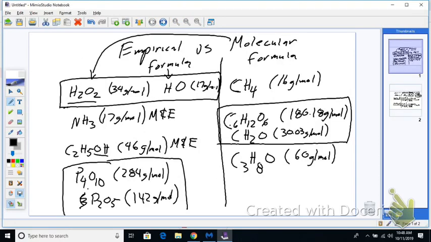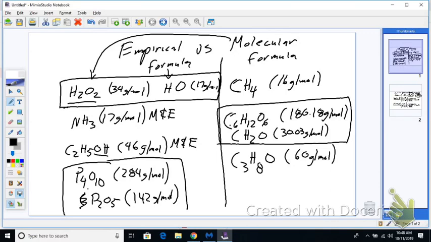Now, let's look back at these examples here. I will tell you the step, but look at these examples first. This is 30. This is 180. So 30 goes into 180 how many times? 6. So if I want to write the actual formula out, and I'm comparing the empirical mass to the molecular mass, I know I have to increase the mass 6 times. So every subscript increases 6 times. C6H12O6. Real simple example, this one.